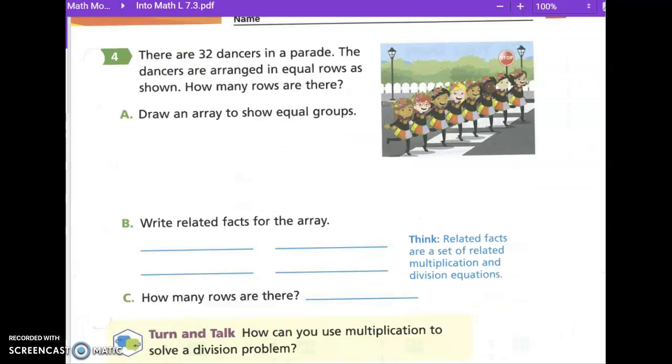There are 32 dancers in a parade. The dancers are arranged in equal rows as shown. How many rows are there? How many girls are in this line of dancers? 1, 2, 3, 4, 5, 6, 7, 8. Draw an array to show. So we're going to have 8 people in a row.